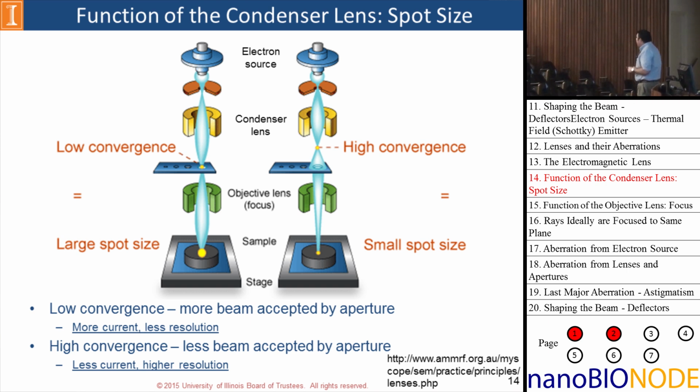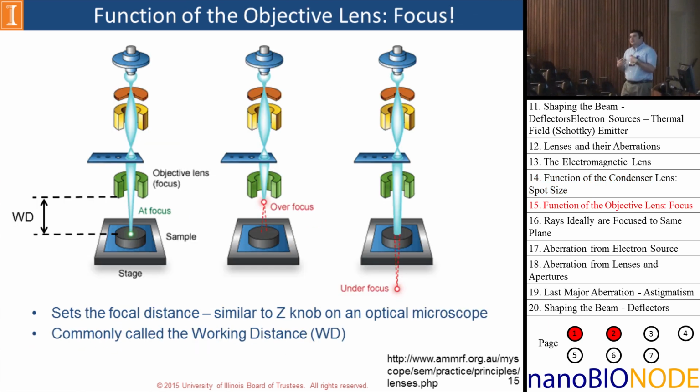So if you are an SEM operator or a budding SEM operator, this is one thing to keep in mind: based on what current you set in the instrument, this will affect the performance, the imaging quality that you get. The second major lens that we have is called the objective lens.